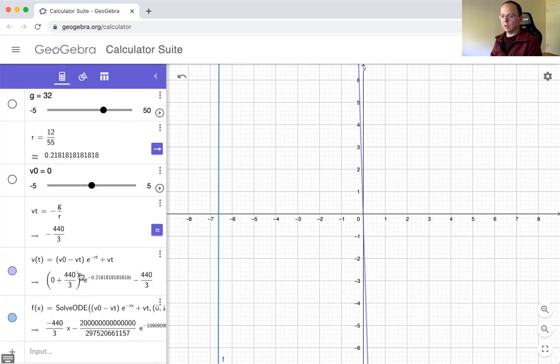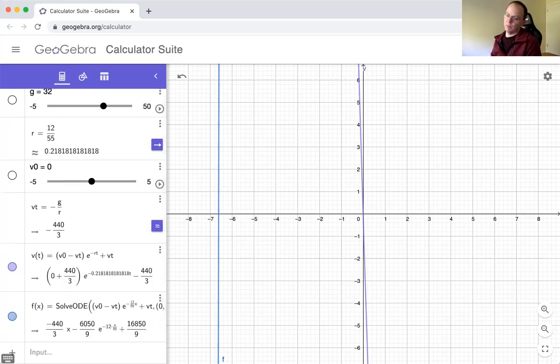Okay. Very strange number appearing there. Probably has to do with this r, which is 12 over 55. 12 divided by 55. There, that's better. Oh, that is our answer, right? Let me see. Yes. Yeah, that's our answer.